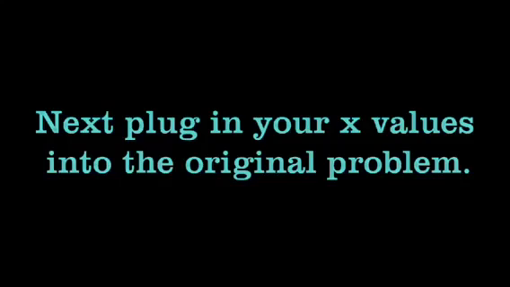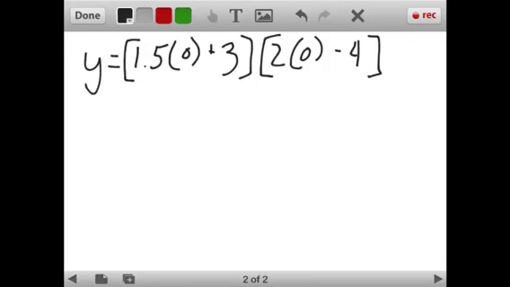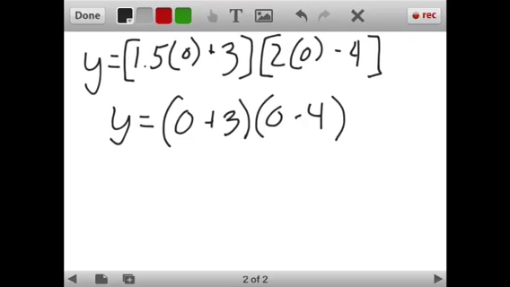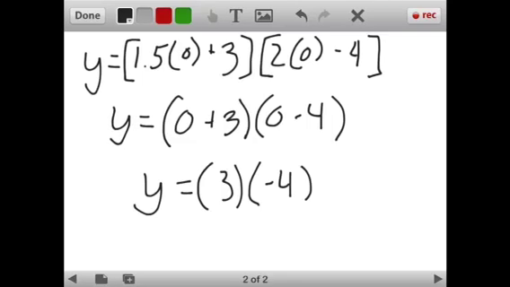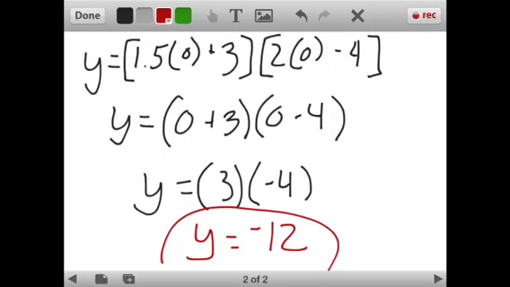Next, you need to plug in your x values into the original problem to find your y values. In this case, y equals 1.5 times 0 plus 3, 2 times 0 minus 4. Once you multiply 1.5 times 0 and 2 times 0, you get 0 plus 3 and 0 minus 4. You can simplify that by saying y equals 3 times negative 4. After multiplying 3 times negative 4, you get y equals negative 12.